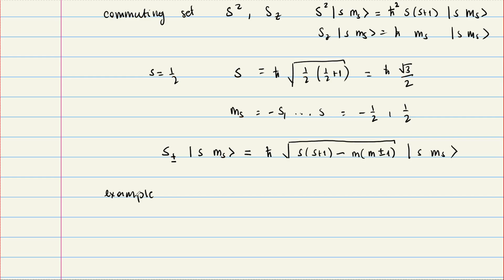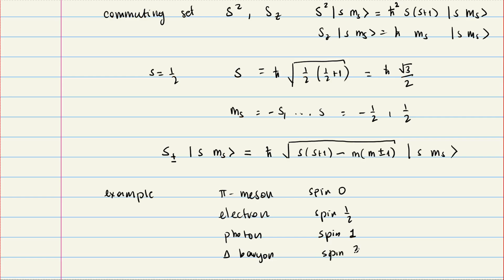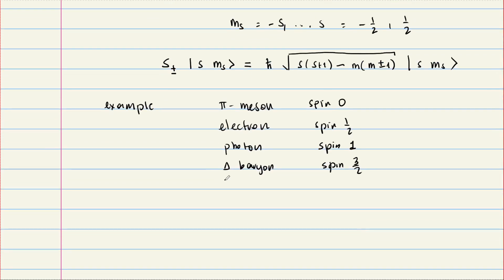And every fundamental particle comes with its own spin. We cannot change it. For example, the pi meson has spin 0. The most important for us is that the electron is spin 1/2. The photon is also very important for us. It is spin 1. There are other examples. For example, the delta baryon has spin 3/2. And there is a hypothetical particle, the graviton. Nobody has seen it yet. It has spin 2.